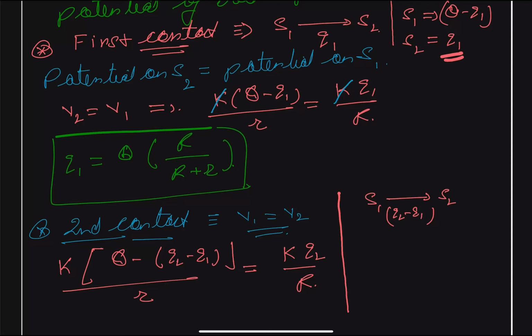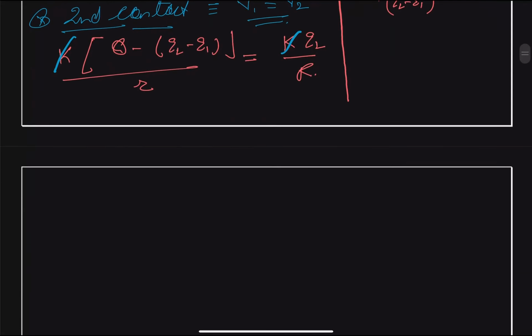So once again we can find out from here the value of Q2, and we can say that Q2 will be equal to capital Q, and this comes as R upon R plus r, plus R upon R plus r, whole square, and the bracket closes.